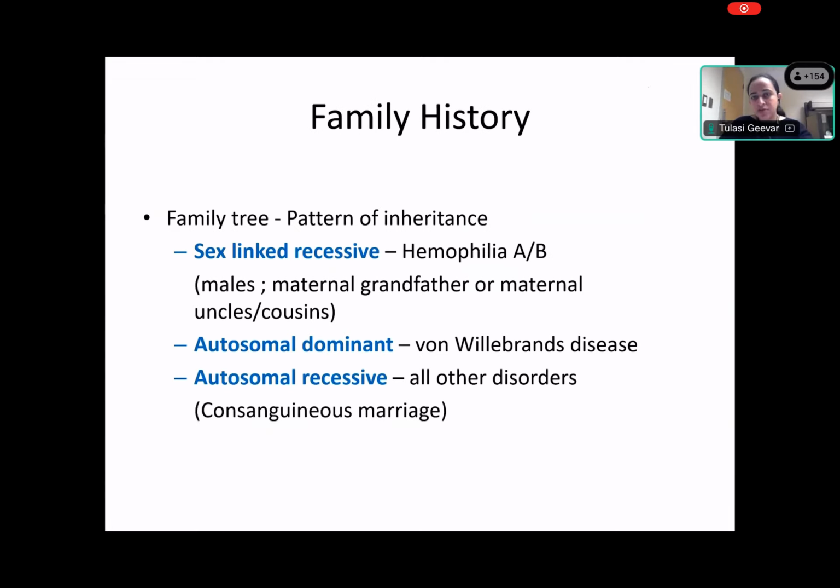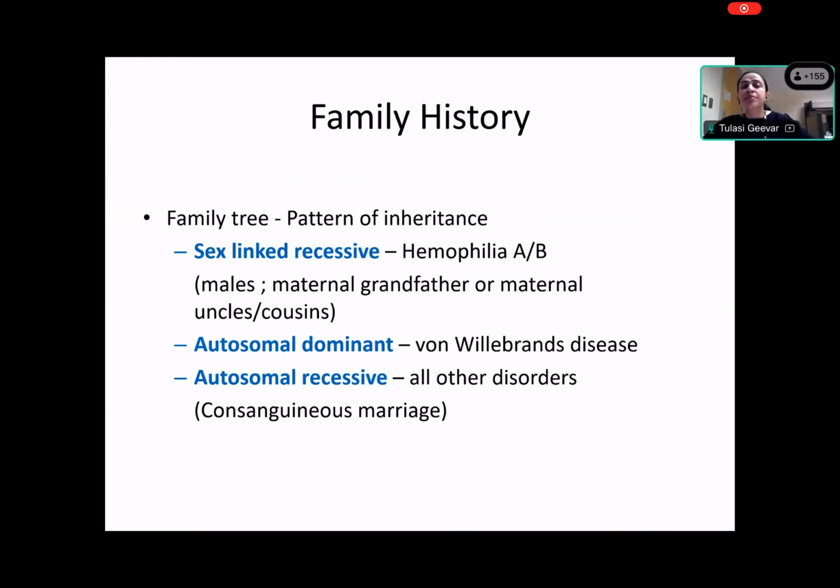Now, the pattern of inheritance is also important. I'm sure you all know that hemophilia A and B are sex-linked recessive disorders. So the males in the family are affected, like the maternal uncle or the maternal grandfather or maternal cousins. The females remain carriers. Sometimes in females, the values can go low and they can manifest, but generally the history is usually seen in the male line of the family. But autosomal dominant disorders, you can see, are usually seen with von Willebrand disease, except the most severe type of von Willebrand, which has an autosomal recessive pattern.